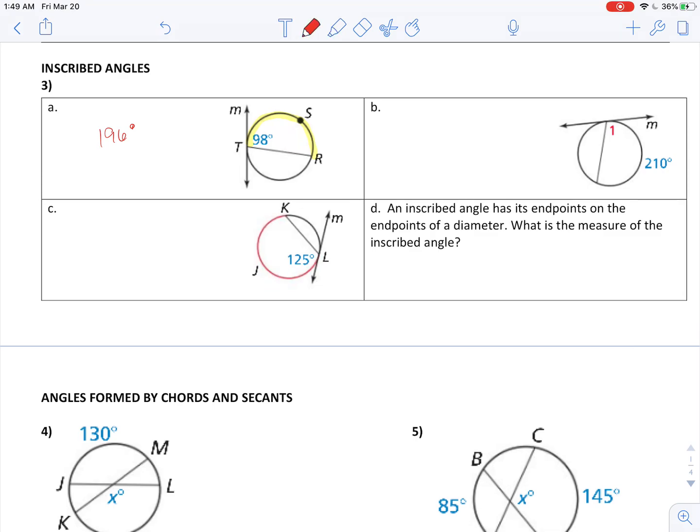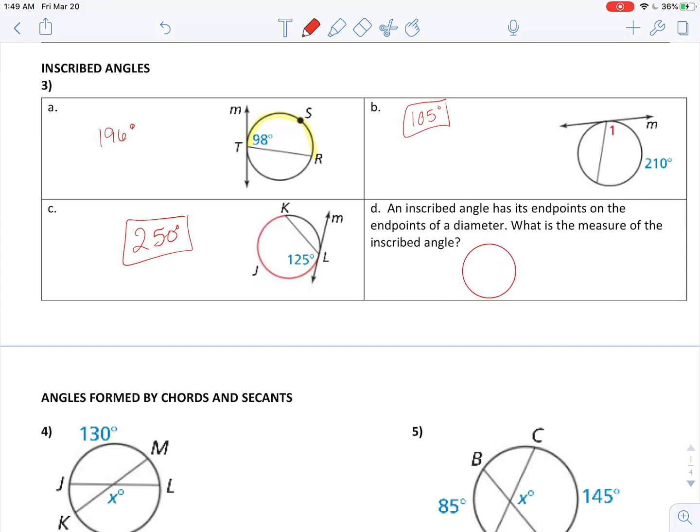So here I've got my arc is 210. That angle, what is that angle? It's got to be half of that, must be 105 degrees. And here the angle is 125. What's the arc? Well, that must be 250. Here's an interesting one, D.